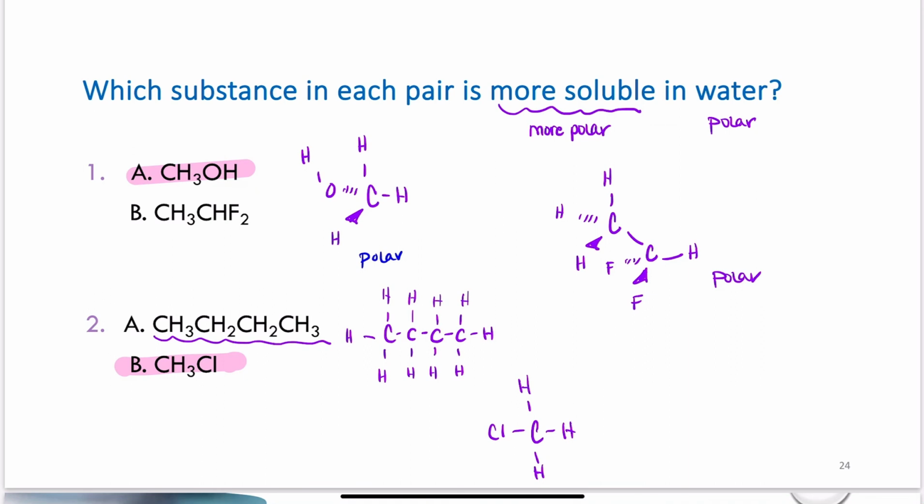If I asked you, say, hexane, C6H14, nonpolar, I would take the one that was more nonpolar or less polar. That would be soluble in hexane because hexane is a nonpolar solvent.